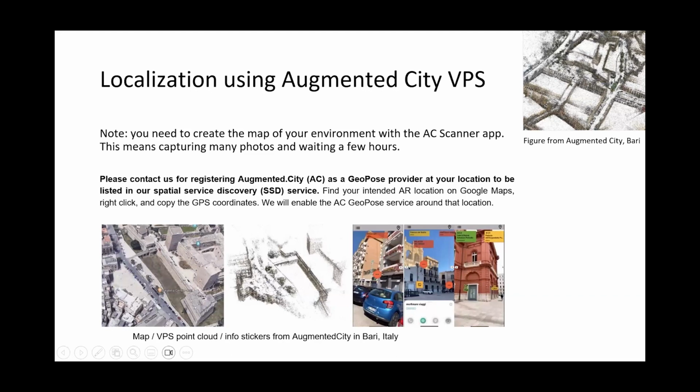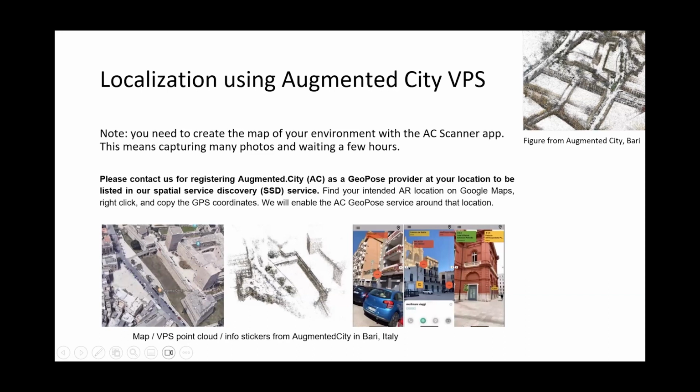Here is an example point cloud of a small map, and when you send in a query image, it gets registered with this point cloud. And if the point cloud is registered with the world, you can calculate the global position and orientation of the camera. And then after that, you can retrieve contents and put them in your field of view.